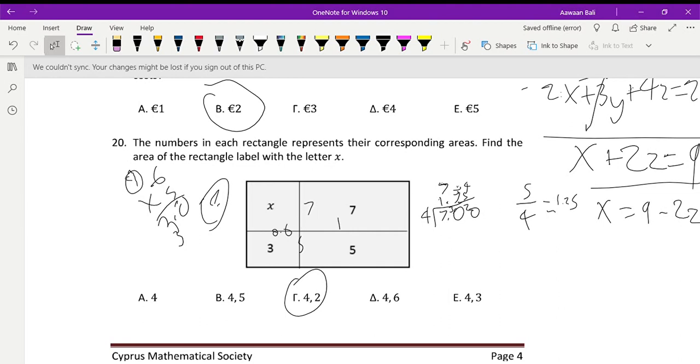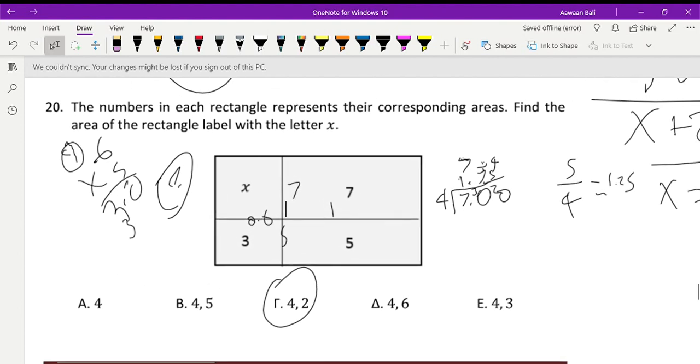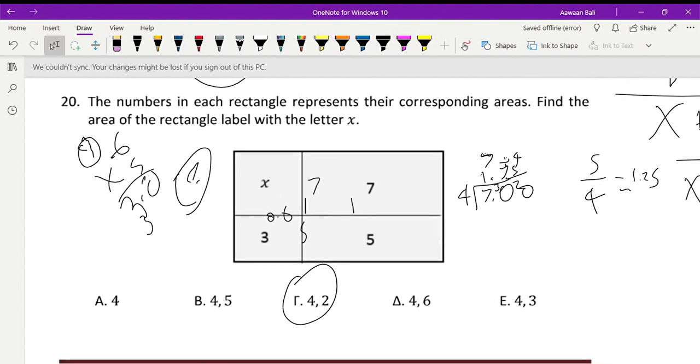But before we go to this new paper, here's the question with the answer that we didn't manage to solve last time and we can solve now. Here it says the numbers in each rectangle represent its corresponding areas. Find the area of the rectangle labeled with the letter X. Again, the sides have to be common factors.